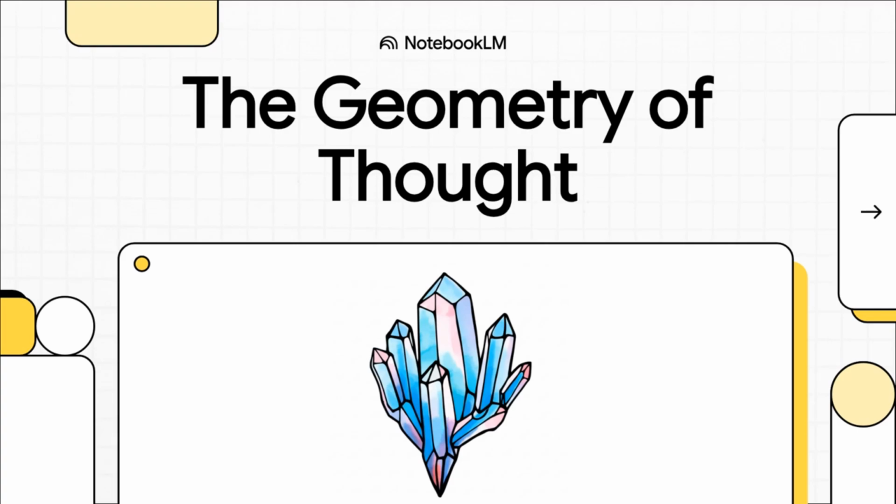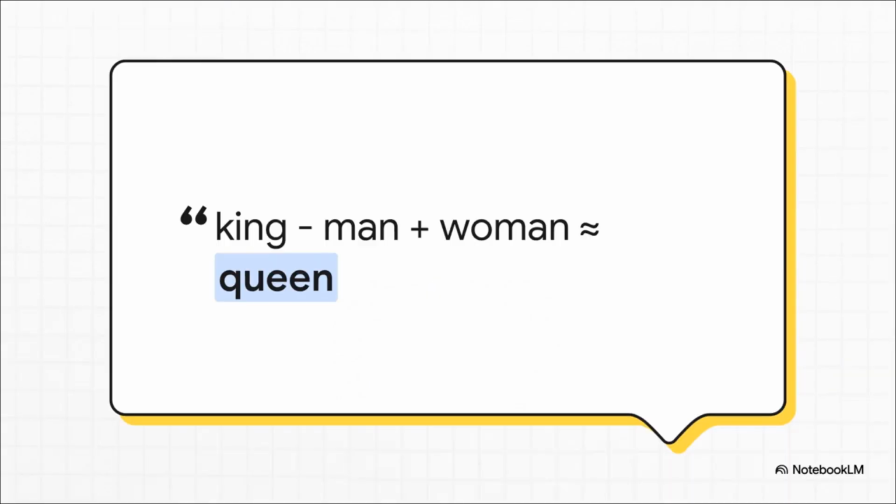And let's start with an example you've definitely seen before. You've seen this equation a million times, right? It's the classic example of word vector math, and it just feels intuitive. The relationship between king and man is pretty much the same as queen and woman. For years, this simple little analogy was the poster child for how AI gets language, but it's also the entry point into a much, much deeper mystery.